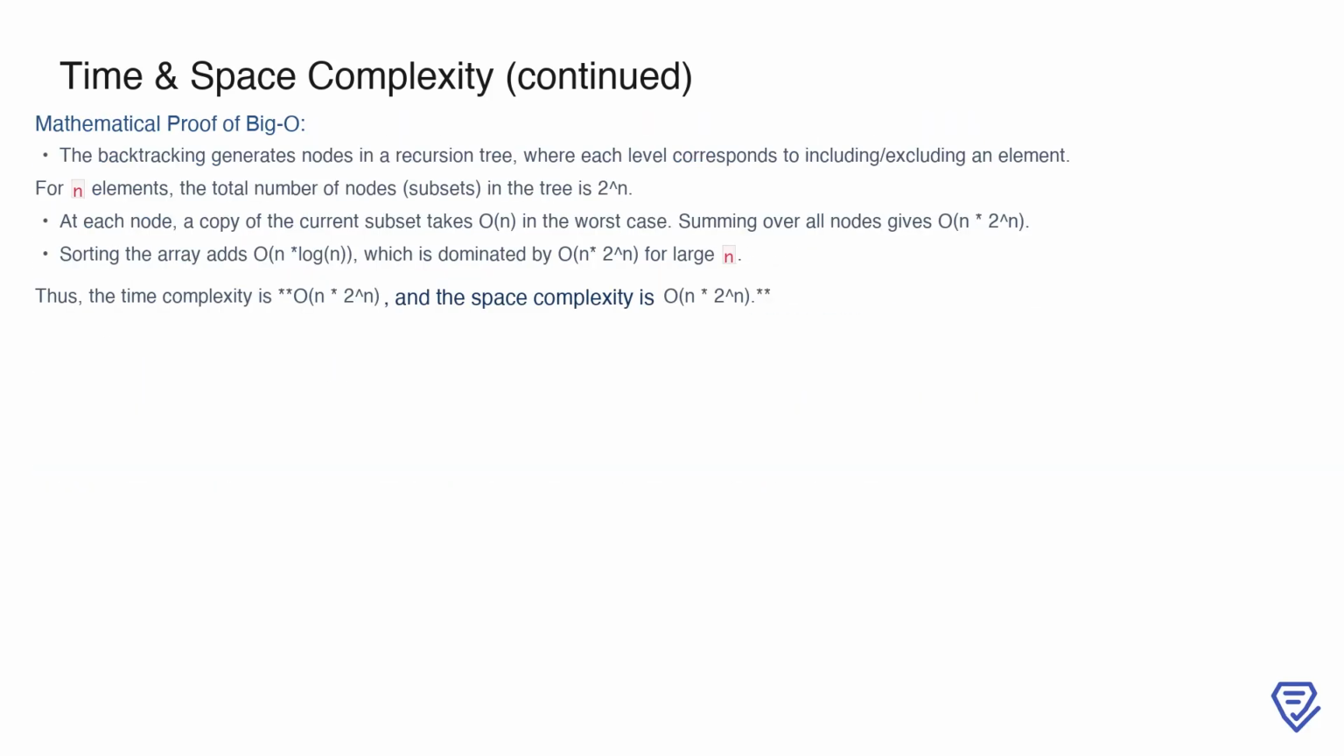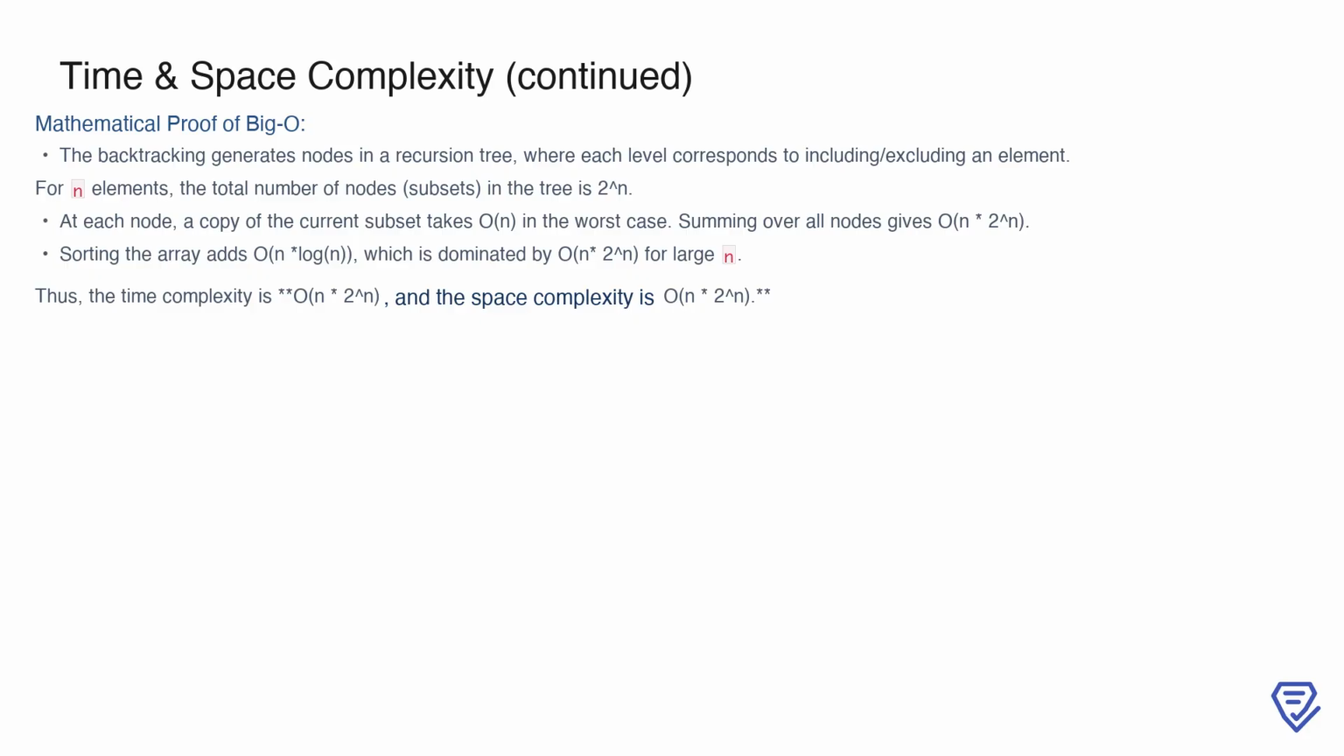To understand why the time complexity is n * 2^n, let's consider the structure of the backtracking algorithm. The recursion generates nodes in a tree, where each level corresponds to a decision of including or excluding an element. For n elements, the total number of nodes in this tree is 2 to the power of n.